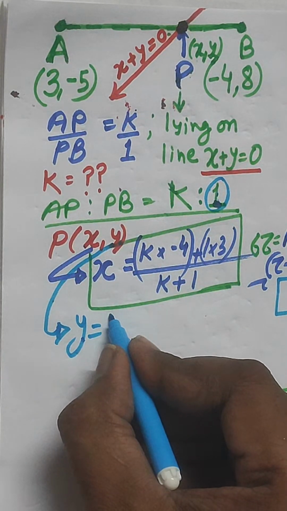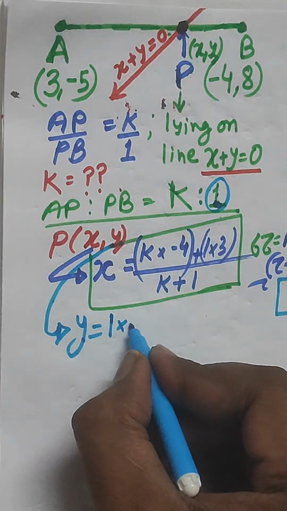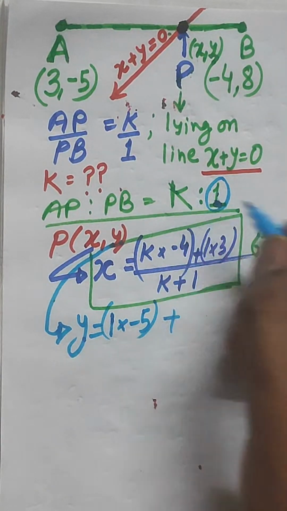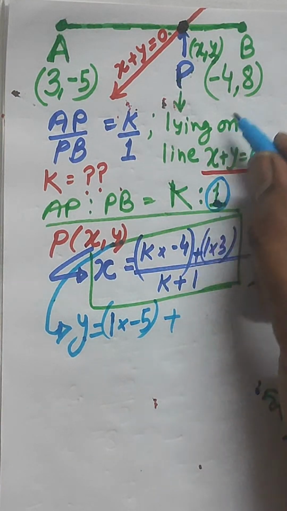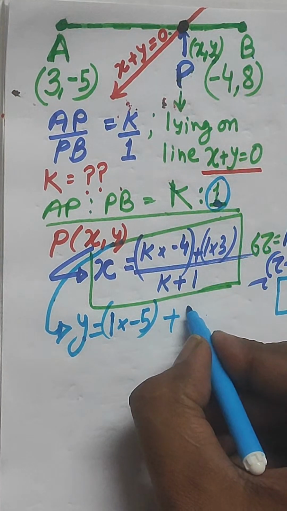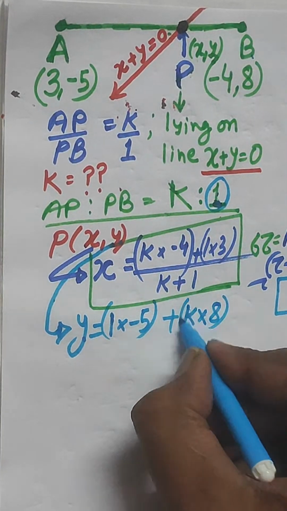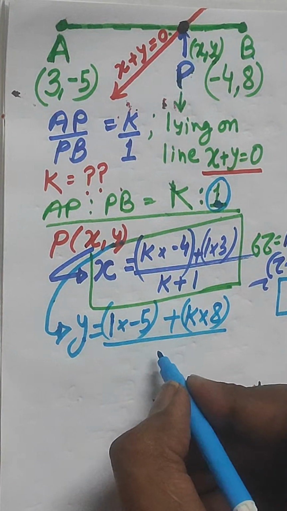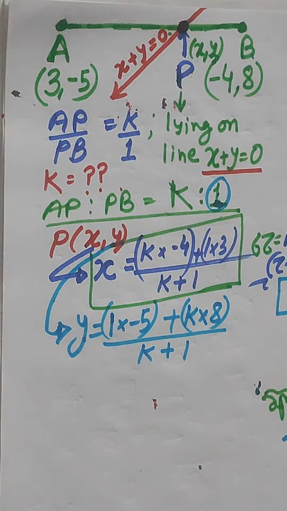So 1 multiplied with this minus 5, right? Plus K is the second point, right? So K will be multiplied with the ordinate of the second point, that is K into 8. You got it? How to apply this formula? And in the denominator, it will be K plus 1, right?